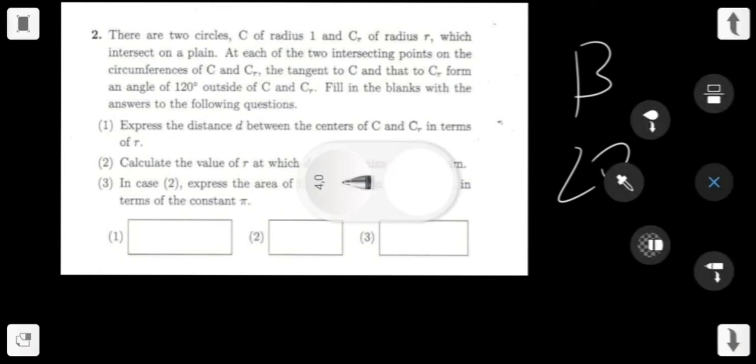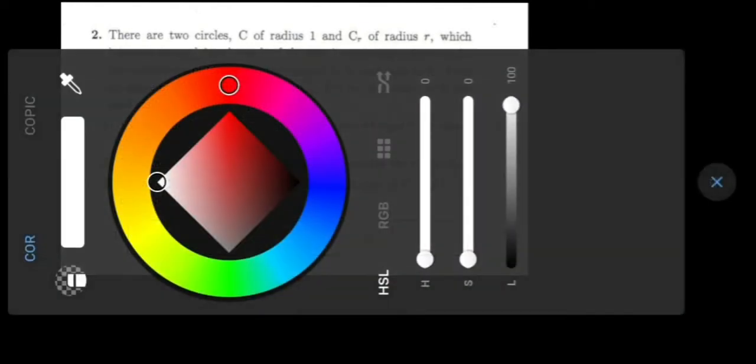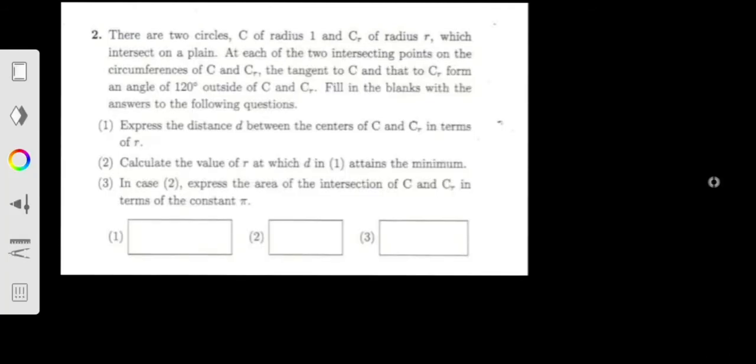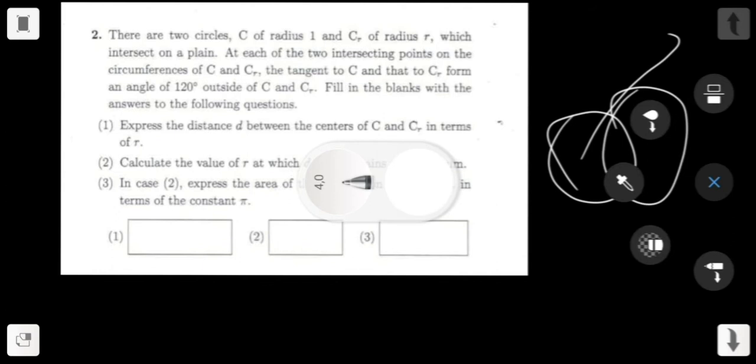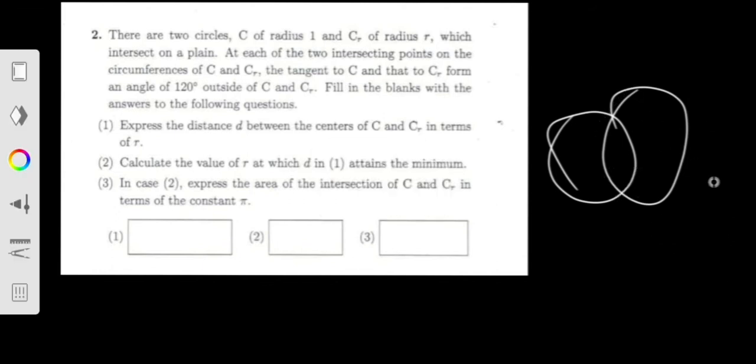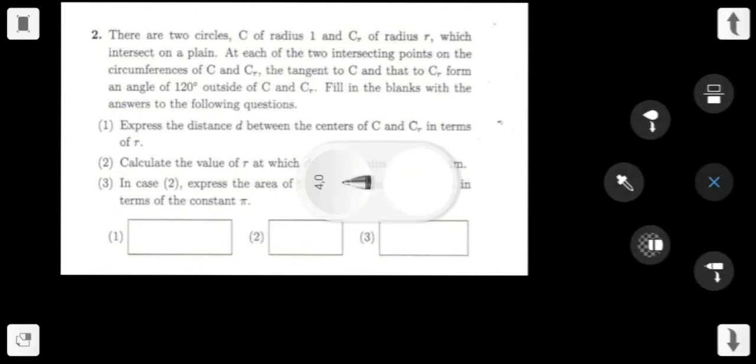Question 2, okay? So this question he's telling you about circles and tangent lines. If you had the drawing ready, like if you had the circles and the tangent lines, it would be much easier, okay? But he didn't give us this.